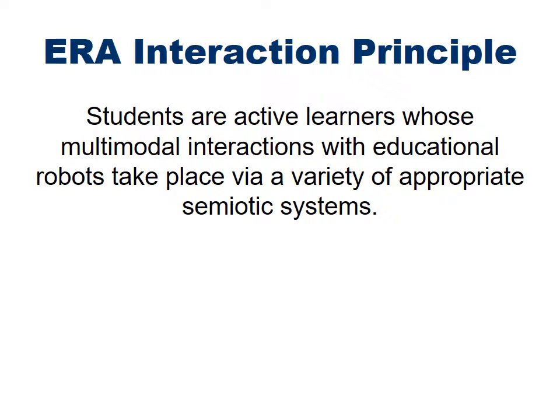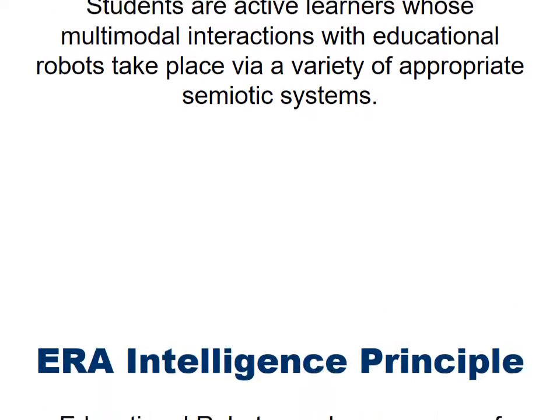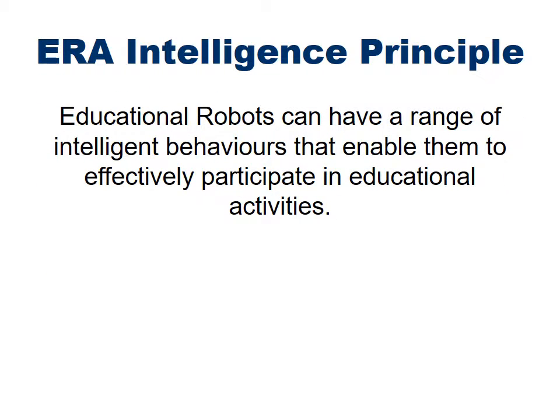This states students are active learners whose multimodal interactions with educational robots take place via a variety of appropriate semiotic systems. Programming is a semiotic system, and so is language or colour. For example, red in the West means danger, yet in China it means good fortune. Semiotic systems are culturally embedded. You'll notice a simple axiomatic style about the principles.